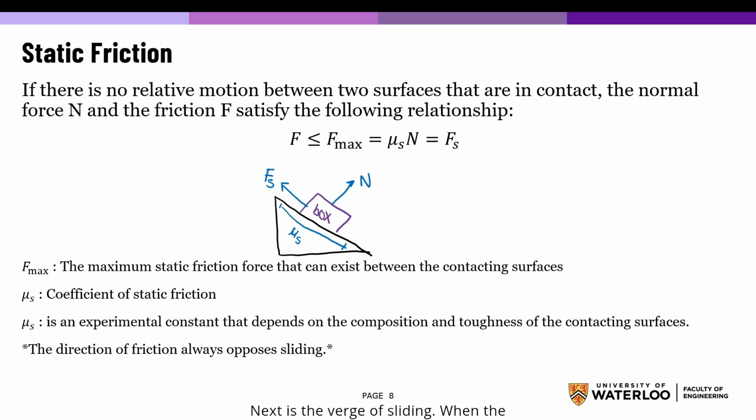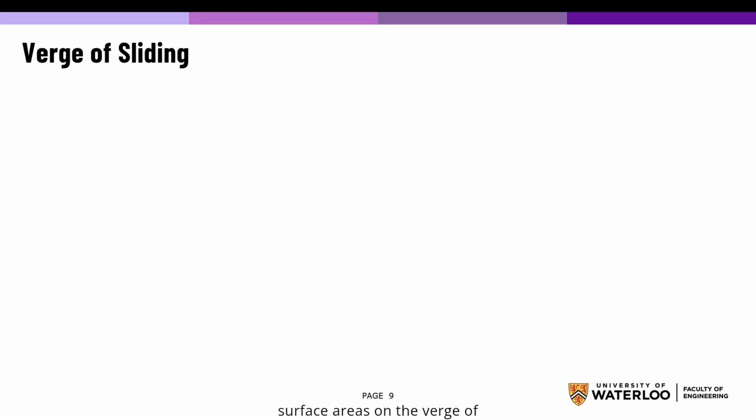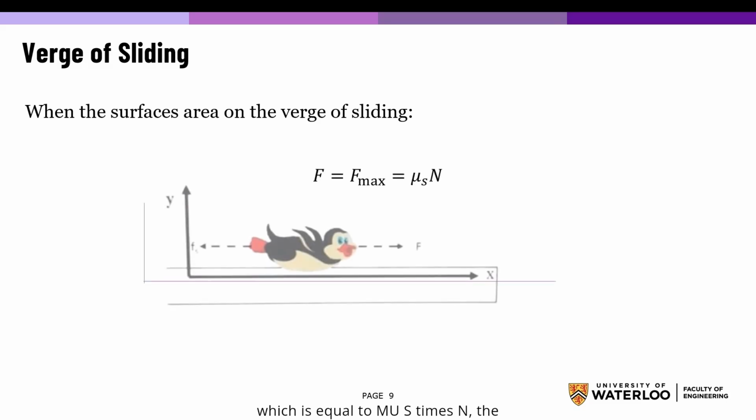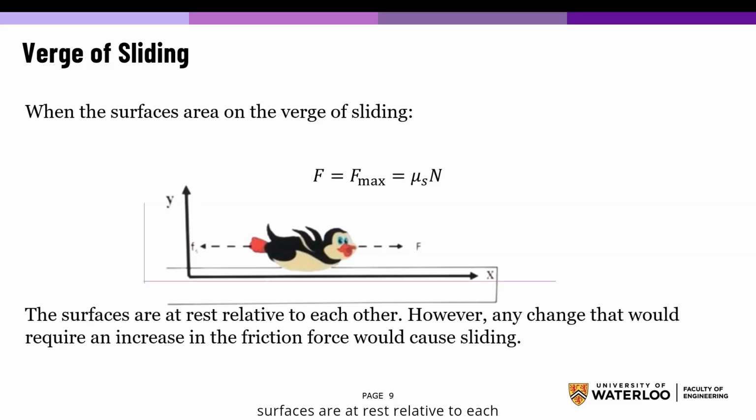Next is the verge of sliding. When the surface is on the verge of sliding, F is equal to Fmax, which is equal to μs times N. The surfaces are at rest relative to each other. However, any change that would require an increase in the friction force would cause sliding.